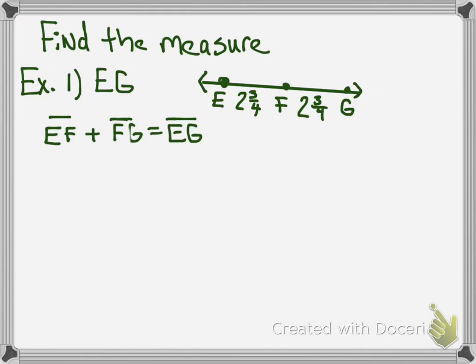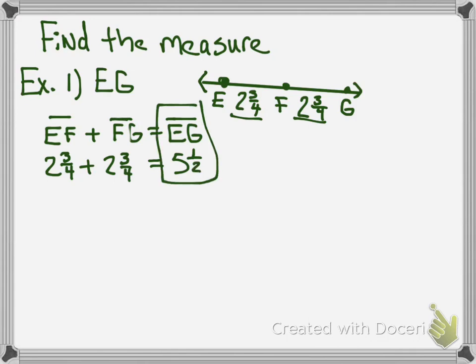So in other words, I can put this 2 3/4 and this 2 3/4 in place of the line segments, variables or numbers or whatever you want to call it, and then add them together and say that EG is 5 1/2. So 2 3/4 plus 2 3/4 is 5 1/2.